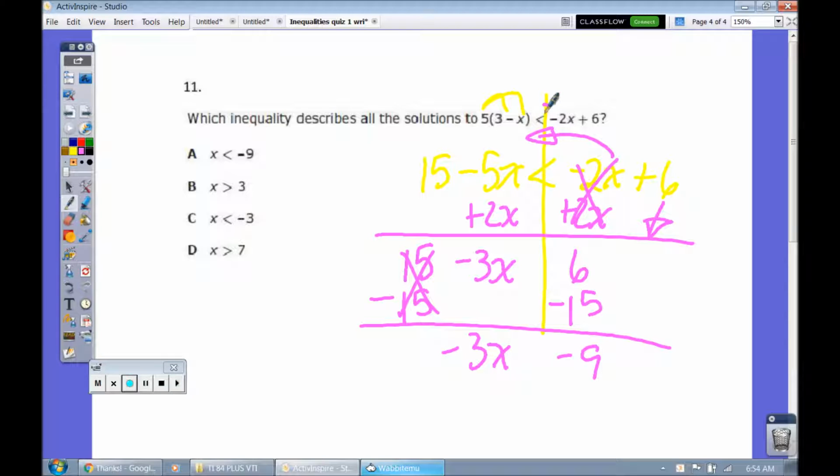Don't forget about your sign up here. Our last step is to divide by a negative, and what happens when you divide by a negative? Your sign changes, and -9 divided by -3 is 3. So your answer is B.